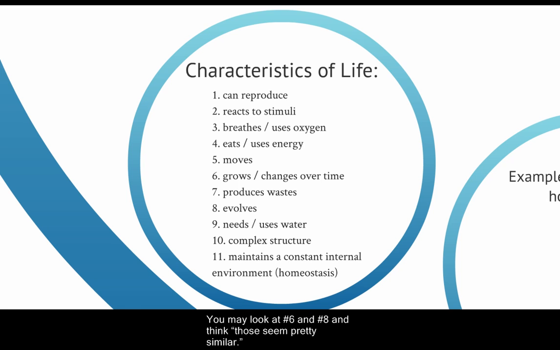You may look at number 6 and number 8 and think those seem pretty similar. The difference here is we're talking about number 6 being growth and change within the lifetime of the organism, and 8 being evolves over many generations. Number 9, does it need or use water? Right now, we don't understand how life could exist without water. Number 10, does it have a complex structure, a regular organization you can see over and over again in different individuals? And number 11, does it appear to be maintaining a constant internal environment?